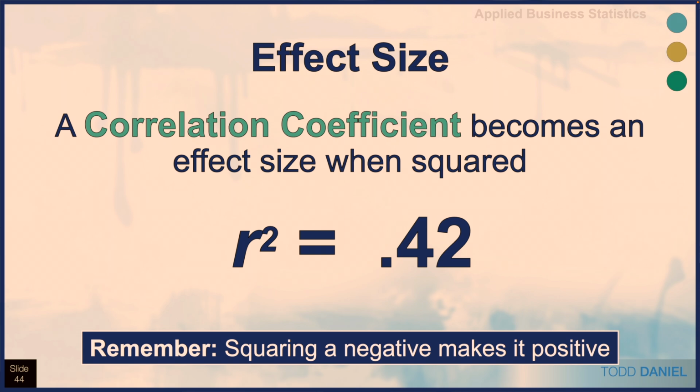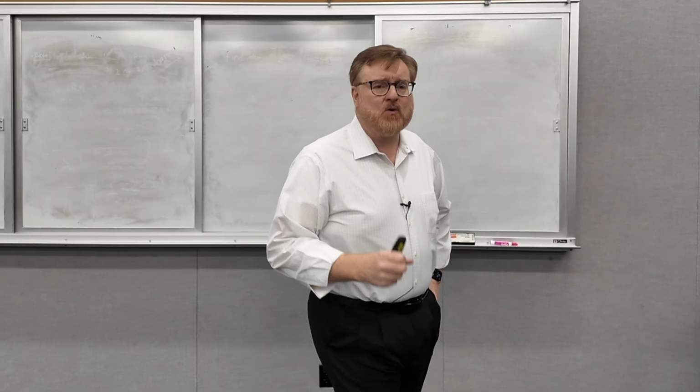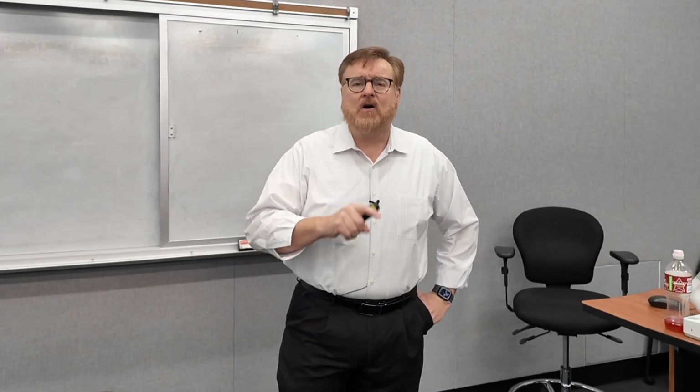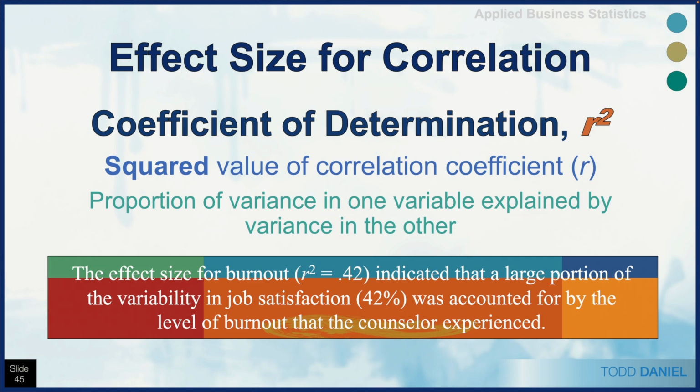That is our R squared. Now, the R squared can be easily converted to a percentage. The R squared is telling us the proportion of variance in one variable that is explained by variance in the other variable. Or if we put this in terms that we have been using for our example, the effect size for burnout, R squared equals 0.42, indicated that a large portion of the variability in job satisfaction, 42%, was accounted for by the level of burnout that the counselor experienced.